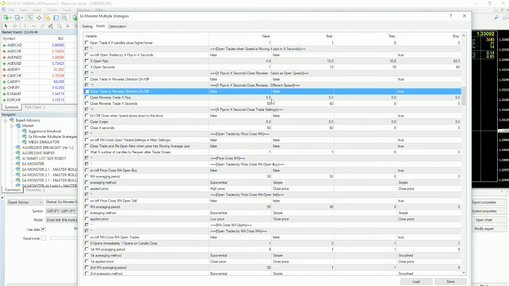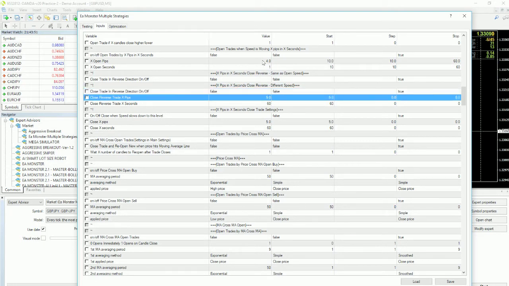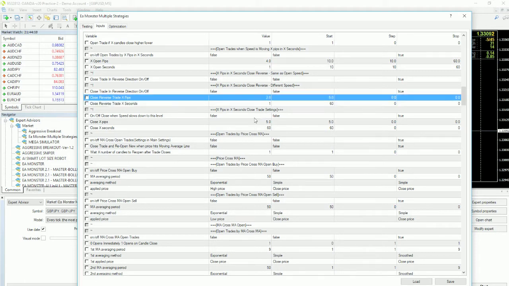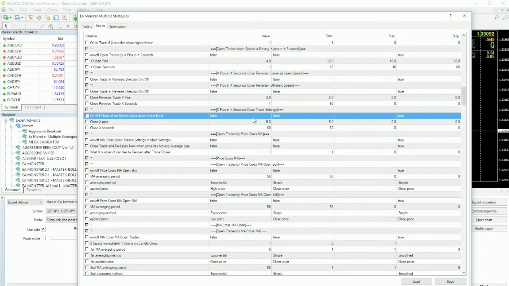X pips in X seconds close reverse at a different speed. The same principle, but this is going to be at a different speed than the original speed. Very handy if you want to put it, like that says 4 pips per second there. So if it drops down to 2 pips in 1 second in reverse, it will close the trade. You have to experiment a lot with it.